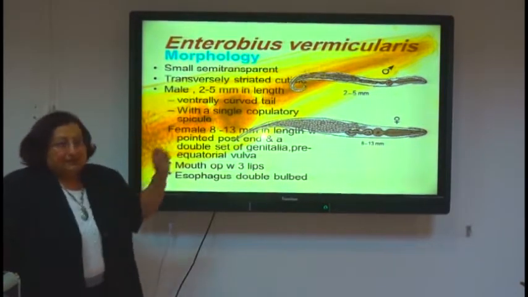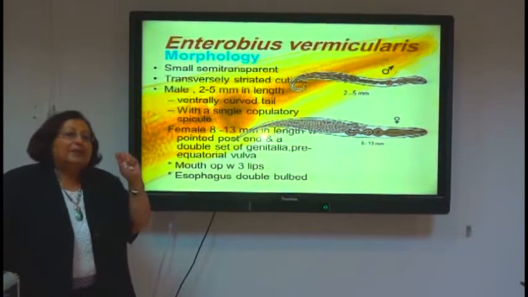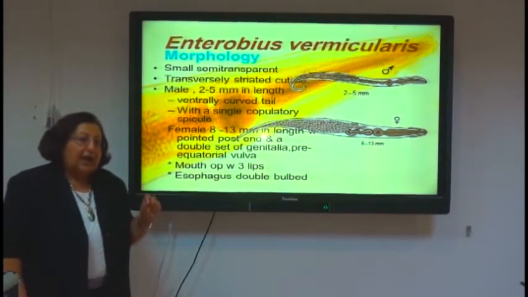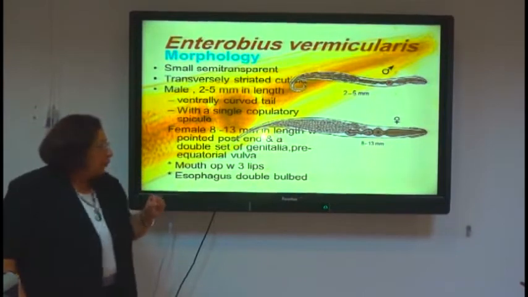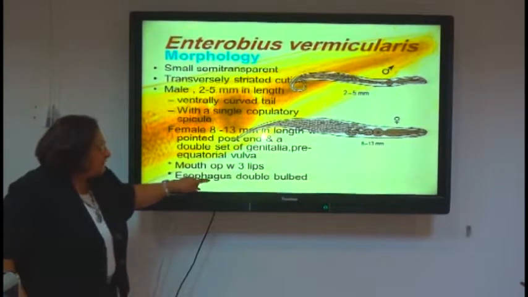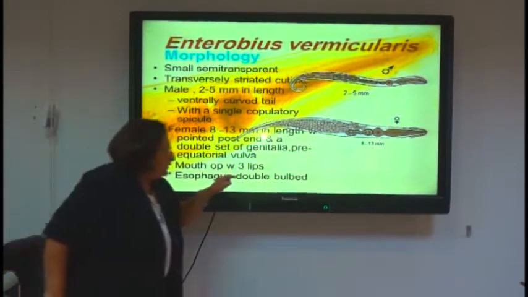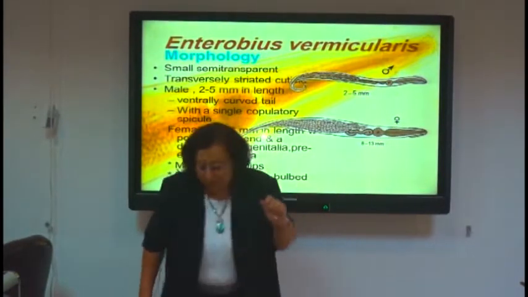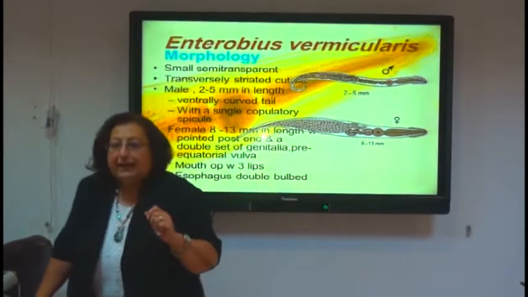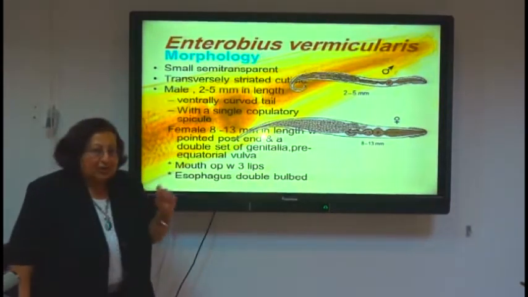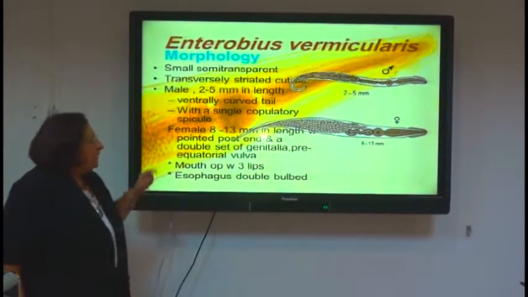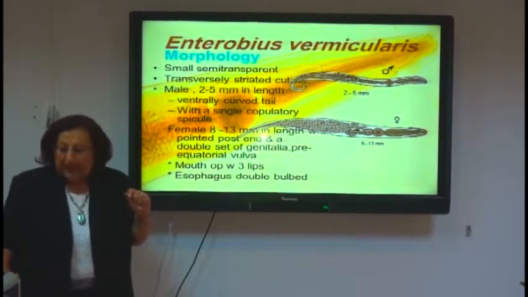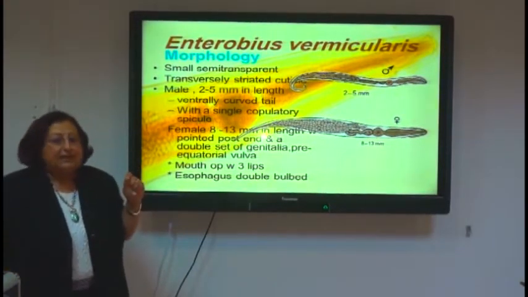What is important in this worm, so that we can diagnose it as soon as we look in the microscope, is that the esophagus is double bulbed. Here we see the first bulb and the second bulb. The esophagus is double bulbed, which is a very important diagnostic morphological feature. The mouth has 3 lips, and this we call the alae.